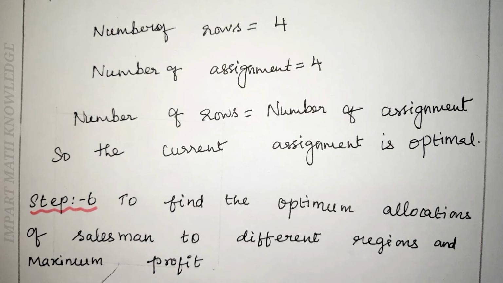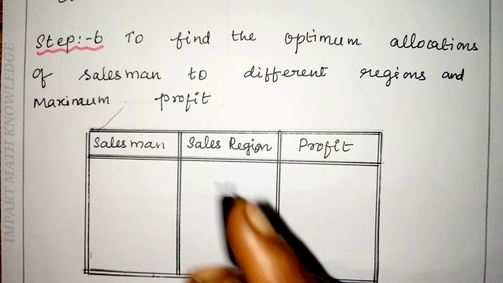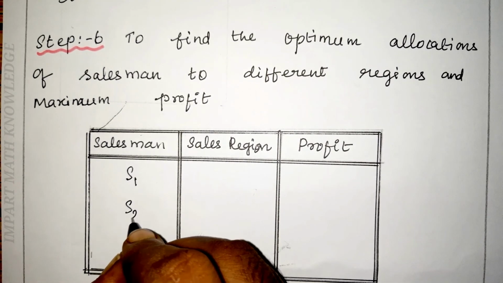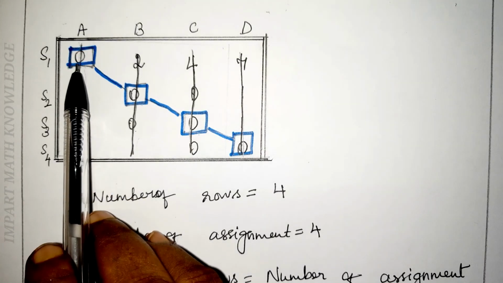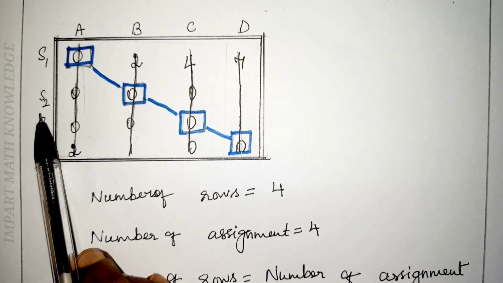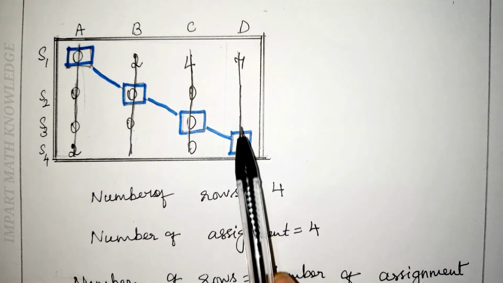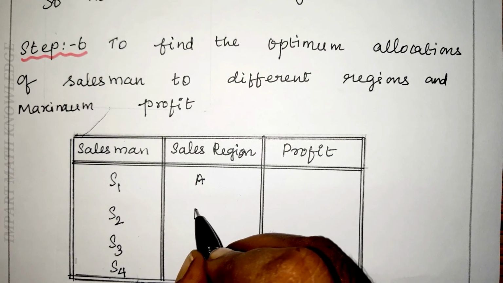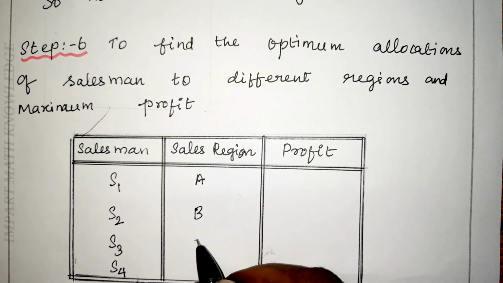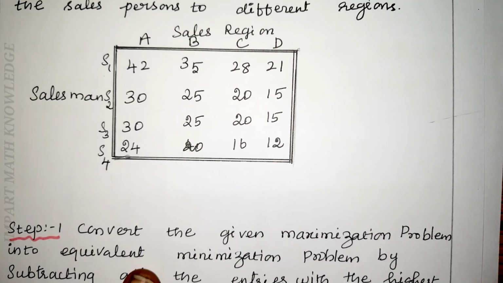Next, we have to find the optimum allocations of salesman to different regions and the maximum profit. Here we have 4 salesmen, that is S1, S2, S3, S4. First salesman assigned to region A, second salesman assigned to region B, third salesman assigned to region C, and fourth salesman assigned to region D. We need to find the profit.